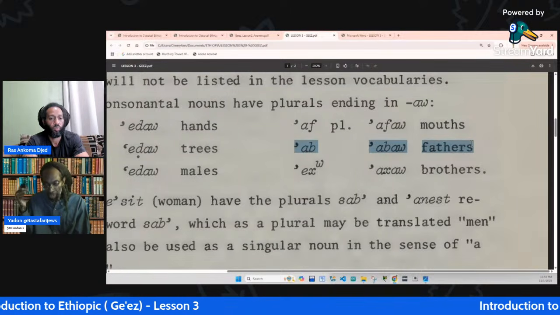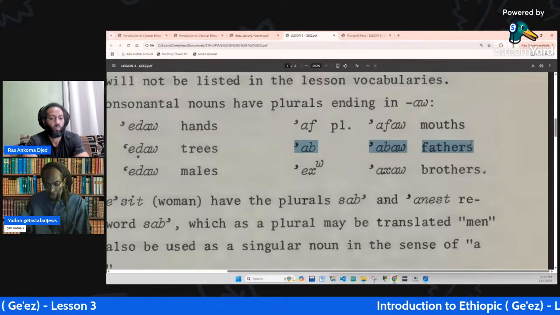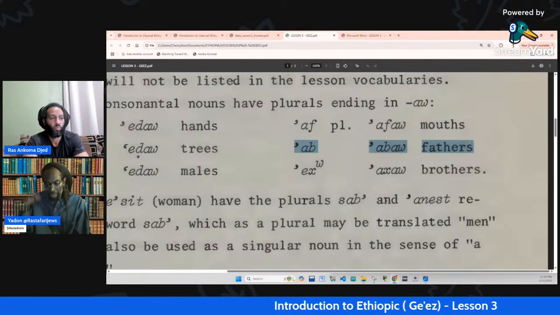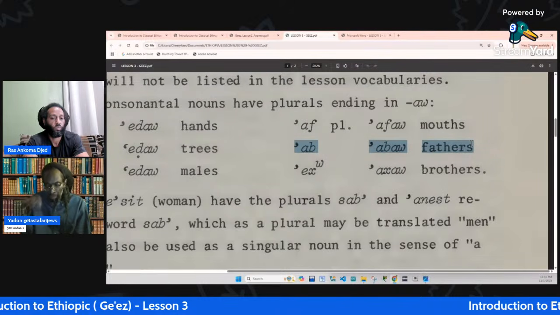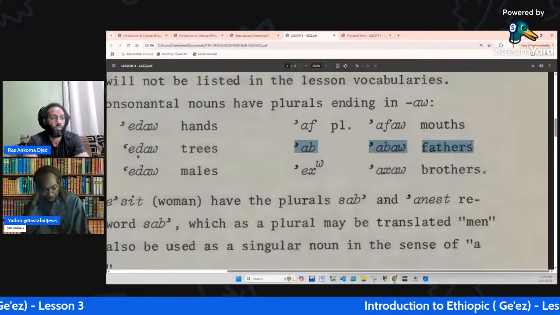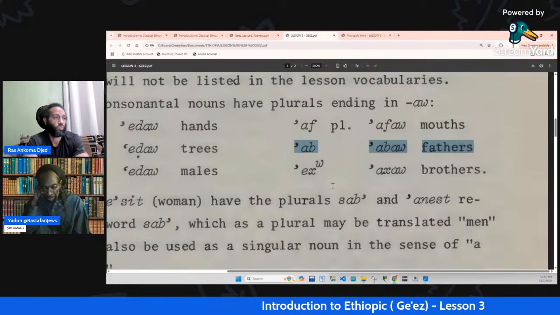Ab is father, and abo, that w is important. Abo is like fathers.